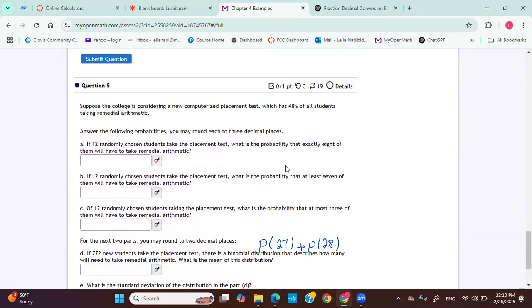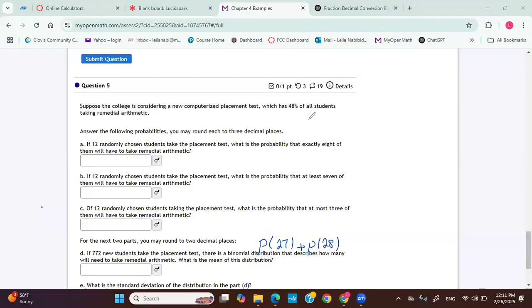The last question is also about the binomial distribution. When I read the question, it says, suppose the college is considering a new computerized placement test, which has 48% of all the students taking remedial arithmetic. If 12 randomly chosen students take the placement test, what is the probability that exactly 8 of them will have to take remedial arithmetic?